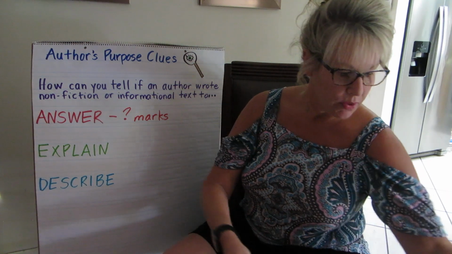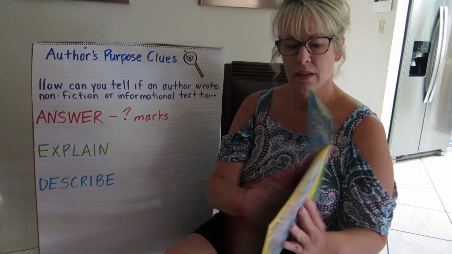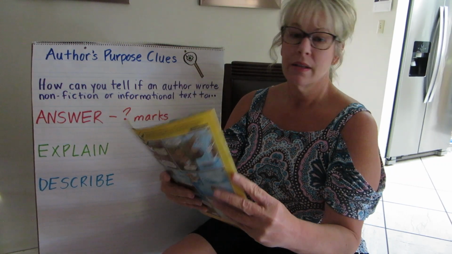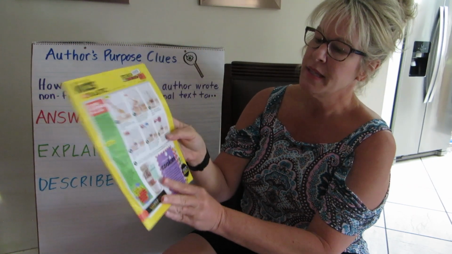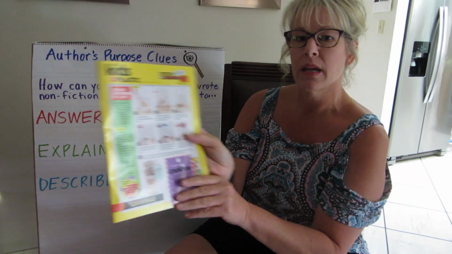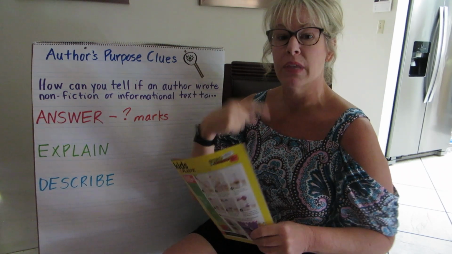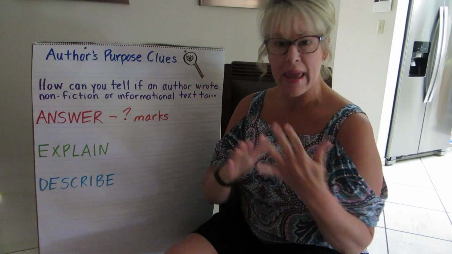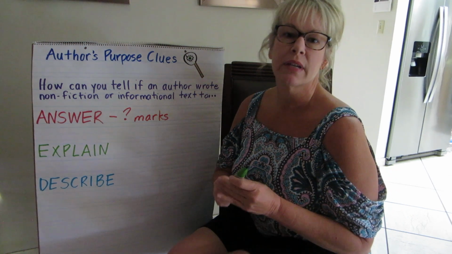I have another example. This one was right out of one of our National Geographic Kids magazines. This one, you can tell that it's to explain because right there it gives you the steps. It says step 1, put this in a mixing bowl. Step 2, step 3. So when you're giving directions and you're given steps on how something grows, like a life cycle, or how to make something, or how a machine works, that's going to be the purpose of explaining.